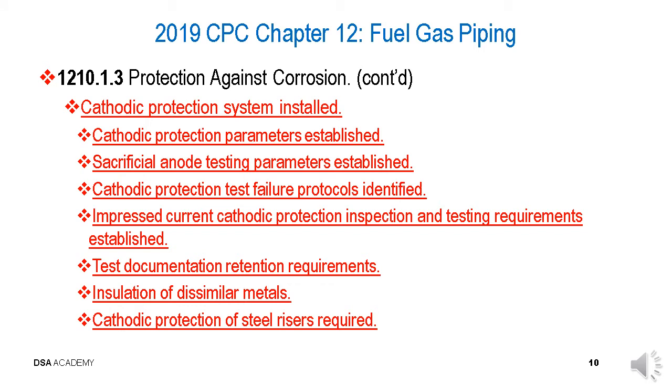Continuing with the fuel gas piping, as far as protection against corrosion again, the cathodic protection of underground fuel gas piping is permitted and detailed as listed here. The cathodic protection system needs to be installed. Cathodic protection parameters are established. Sacrificial anode testing parameters are also established, as are the cathodic protection test failure protocols that are identified. And the impressed current cathodic protection inspection and testing requirements are also established. The test documentation retention requirements and installation of dissimilar materials are also covered, and cathodic protection of steel risers is required.